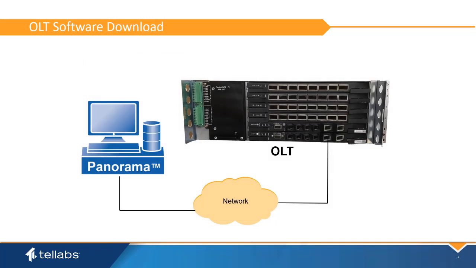The OLT software download function allows the user to specify a date and time to complete a software update on one or all OLTs. Before this process can be scheduled, the OLT software will need to be staged on the Panorama server. This process is scheduled as a one-time only event that will download new software to the OLT in preparation for a monitored software switch.